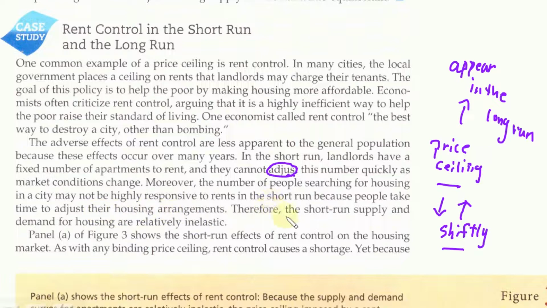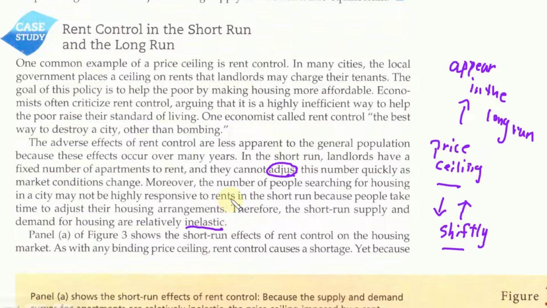Therefore, the short-run supply and demand for housing are relatively inelastic. Inelastic, not elastic. It takes a longer time, meaning that the consequence will appear later. So the short-run supply and demand for housing are relatively inelastic. It takes more time. That is the meaning of this.